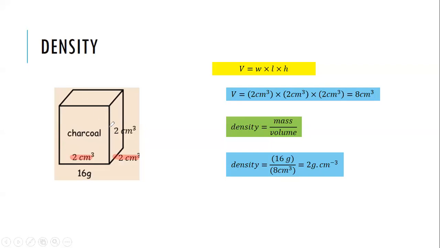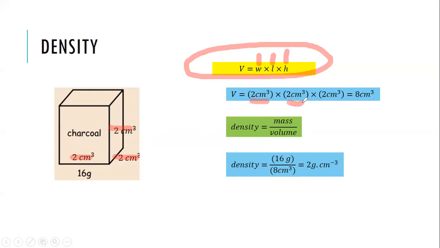Cuboid, cube. And then how do we calculate the volume of this? If they give you the measurements of the sides, the width, the length, and the height, all of them are equal to each other. So the volume is equal to 2 times 2 times 2. 2 times 2 is 4, 4 times 2 is 8 centimeter cube. So this is our volume: 8 centimeter cube.